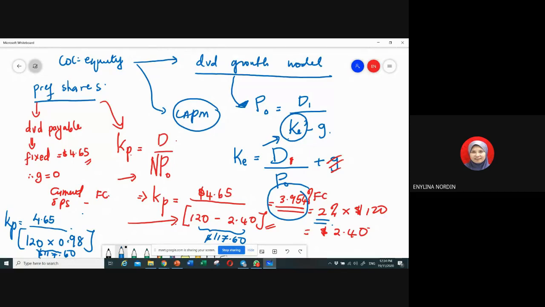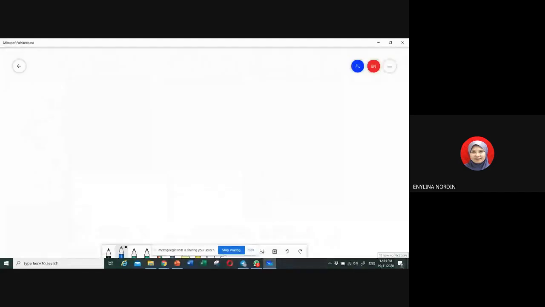Any questions so far for bonds or debts and also for the preference shares? No? Okay, now we go to the ordinary share. Before we go to ordinary share, the question is asking you to calculate part 3, the cost of capital for internal equity.